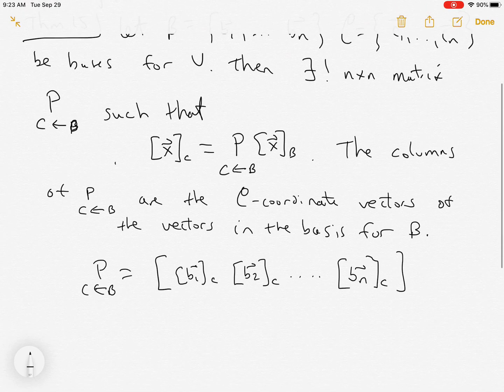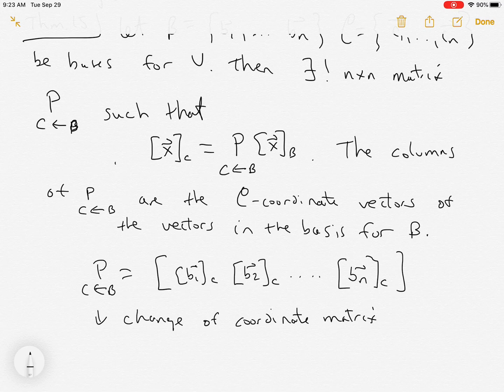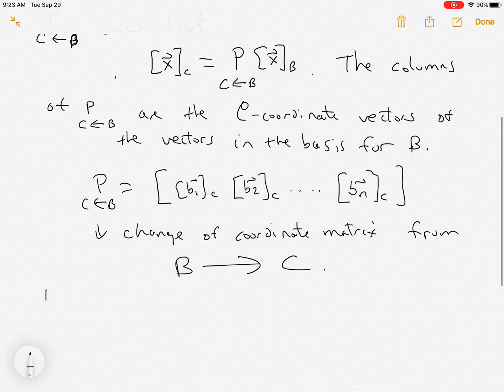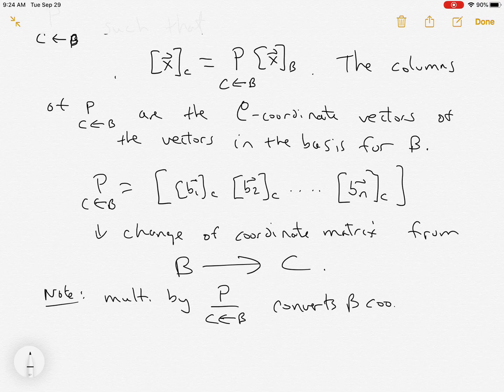All right, so this matrix, this weird matrix P, is the change of coordinates matrix from B to C. So note that multiplication by this P converts beta coordinates into C coordinates.